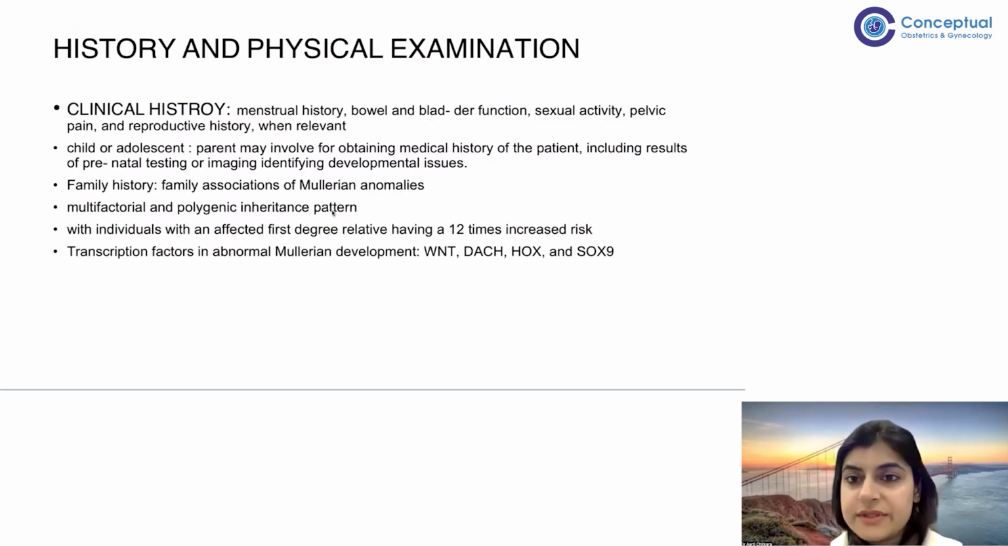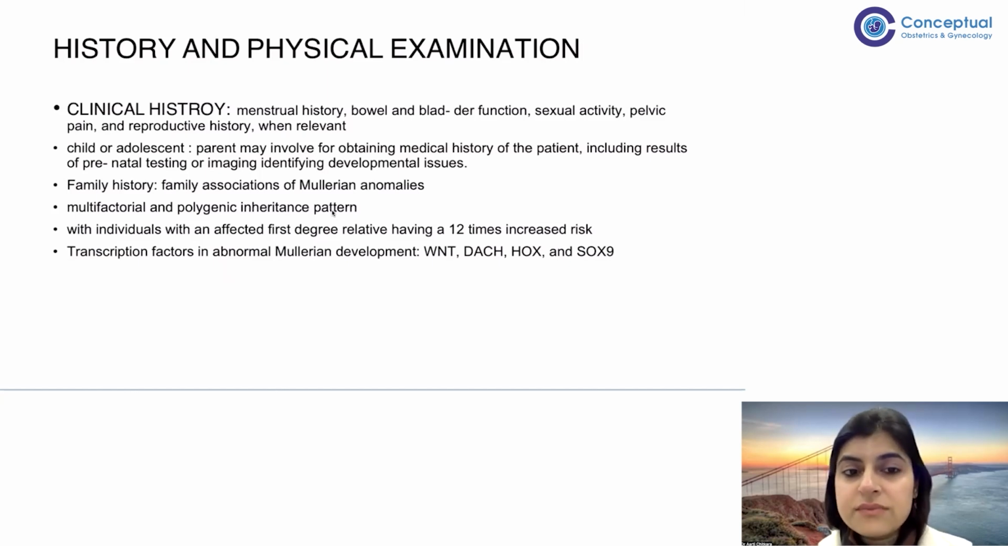Coming to the history and physical examination, clinical history, what is most relevant is the menstrual history. A good thorough menstrual history will tell you everything about the diagnosis of Mullerian anomalies, bowel bladder dysfunction, sexual activity, pelvic pain, reproductive history when relevant.